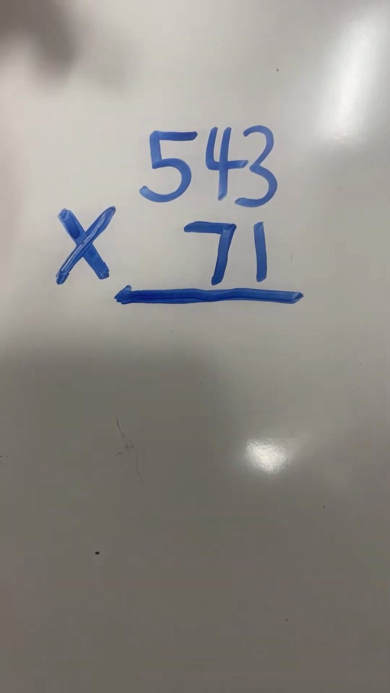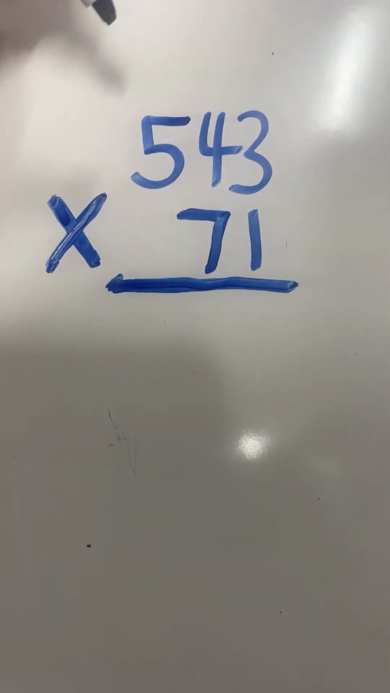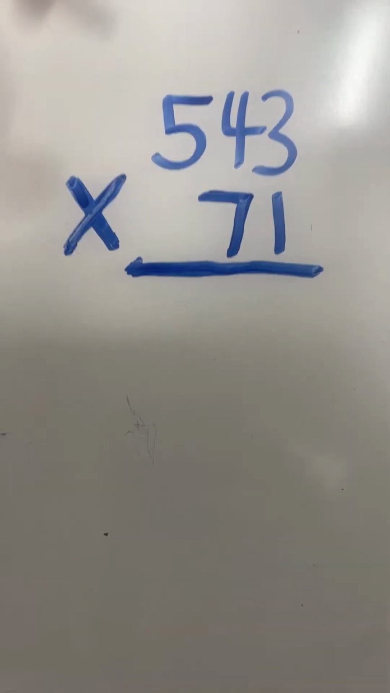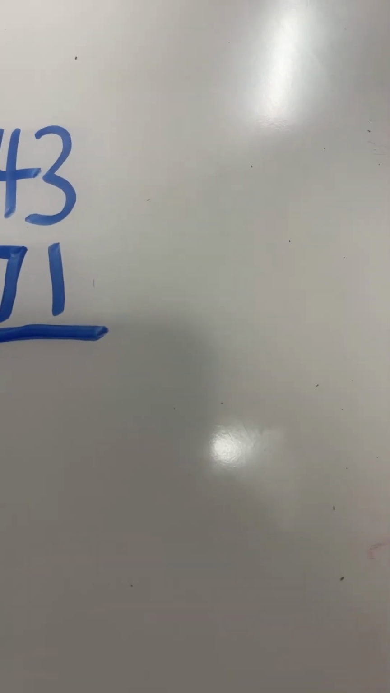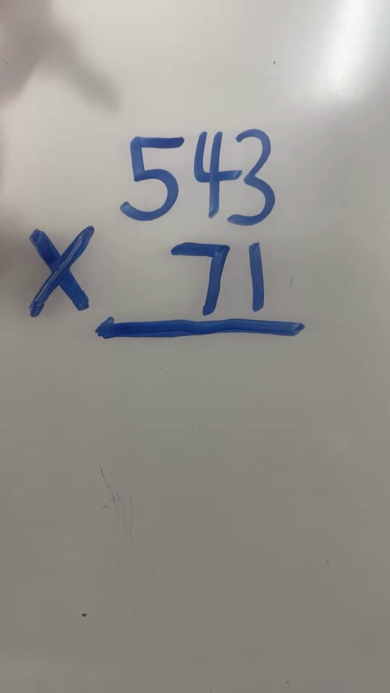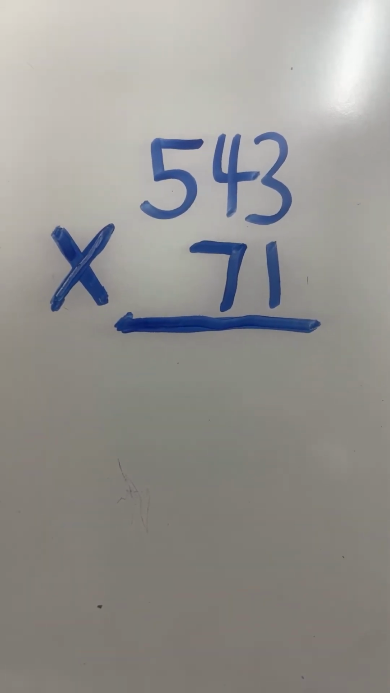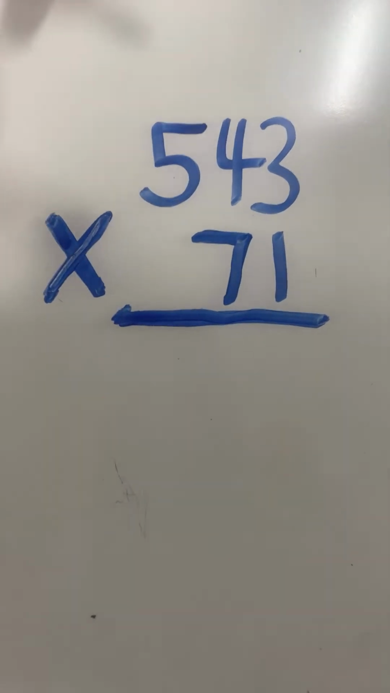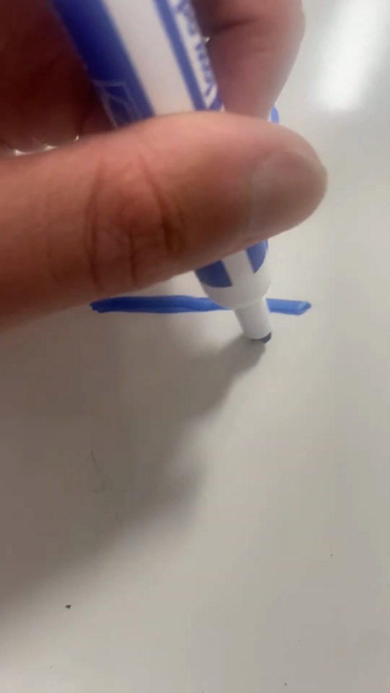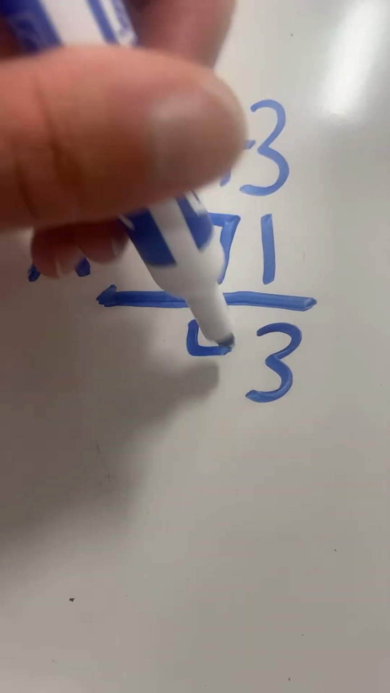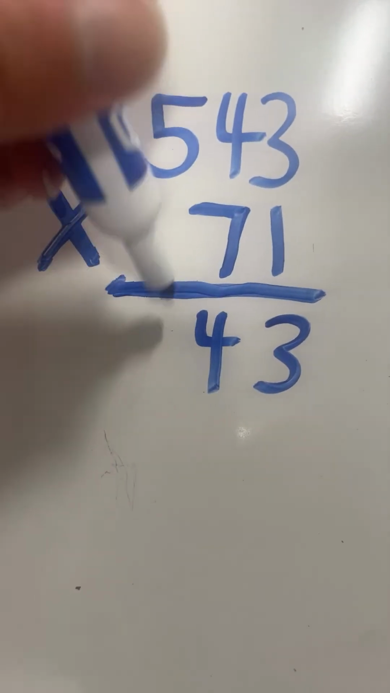So what we're going to do first is multiply the top three numbers times the bottom digit in the ones place. So we're going to start off with 3 times 1. Any number multiplied times 1 is going to equal the number itself, so that makes this first round of multiplication easy. 3 times 1 equals 3. 4 times 1 equals 4. 5 times 1 equals 5.